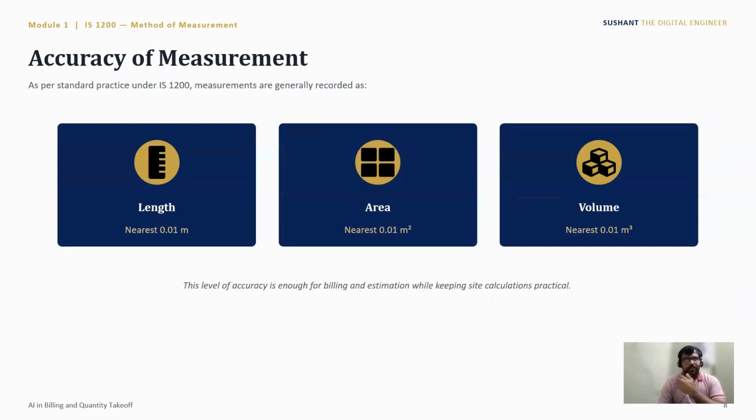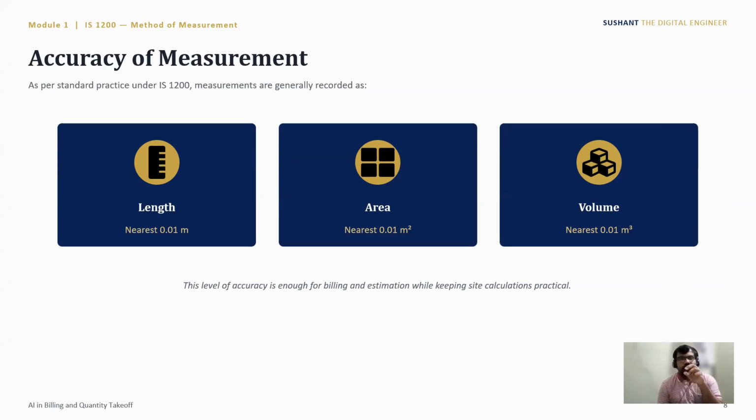Then, accuracy of the measurement. Accuracy of the measurement should be, in the case of length, to the nearest 0.01 meter. Area to the nearest 0.1 meter square, and volume the same, 0.01 meter cube. This level of accuracy is enough for billing and estimation while keeping site calculation practical.